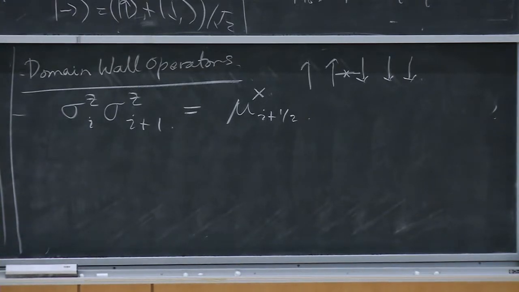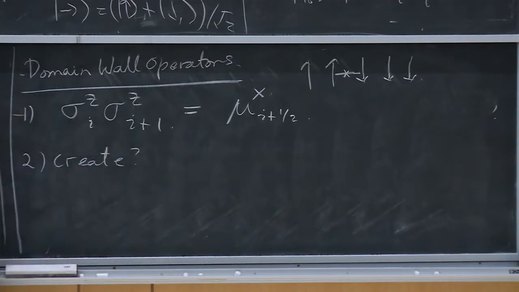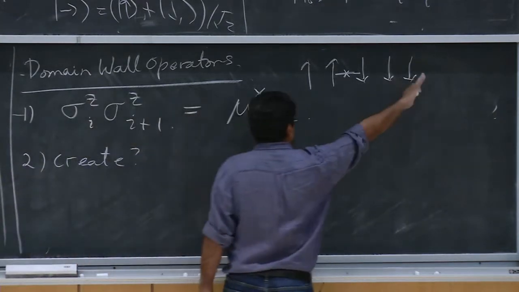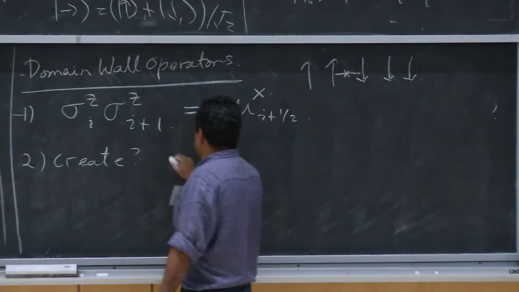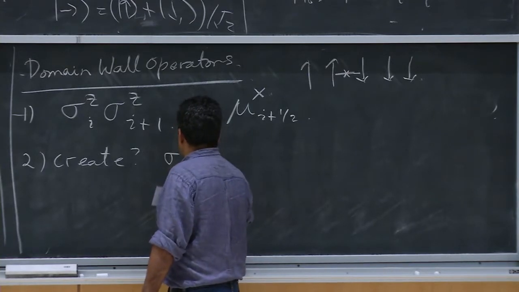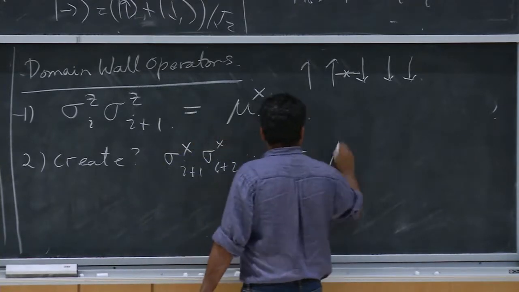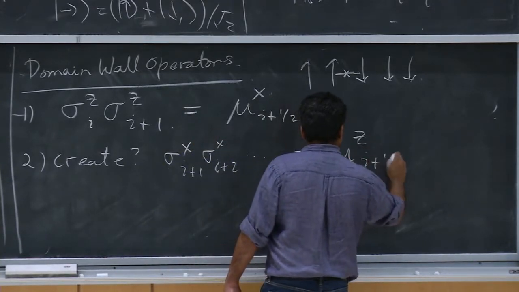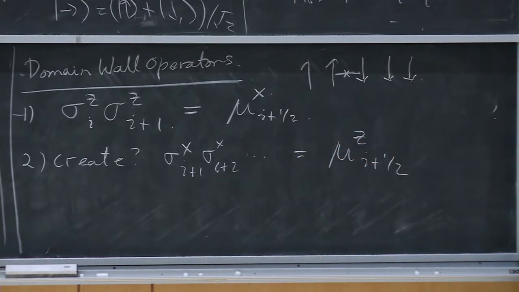Okay, what about creating a domain wall? Creating or destroying a domain wall. It's a string operator, so you want to take all the spins, let's say, to the right. There's some choice here. I'm going to take the spins to the right. I have open boundary conditions. So you take the product of all the spins to the right of some site, and again by analogy, let me call this mu z, the thing that creates or destroys a domain wall.